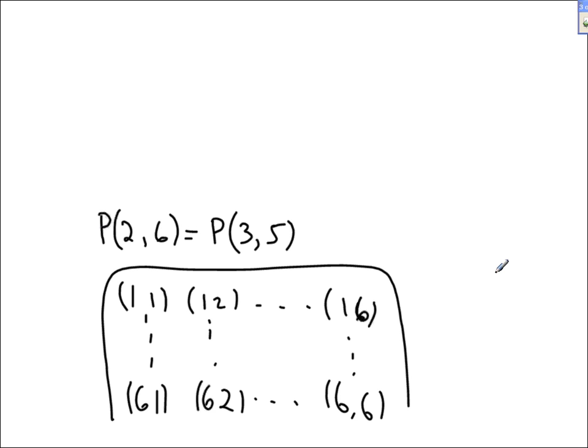What rule? The probability of the event is the number of favorable outcomes divided by the total number of outcomes.